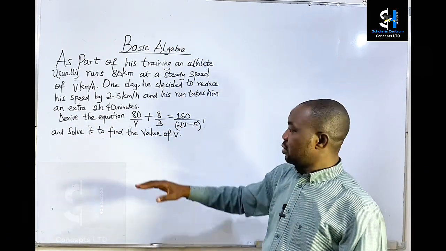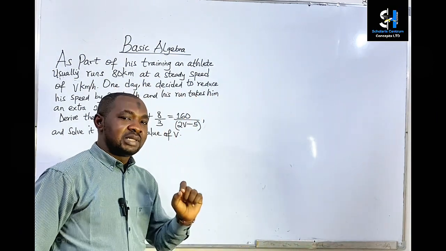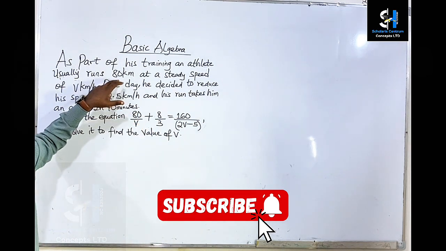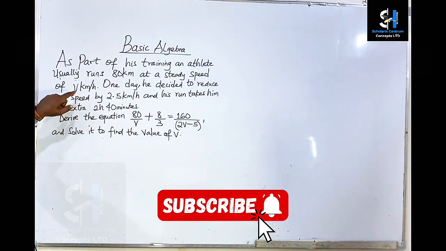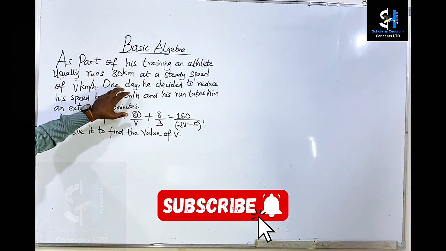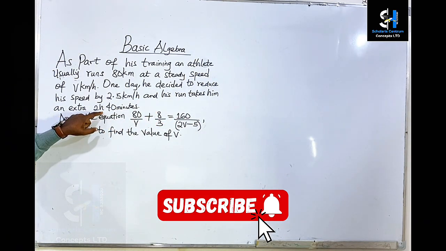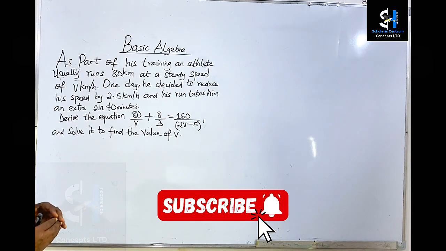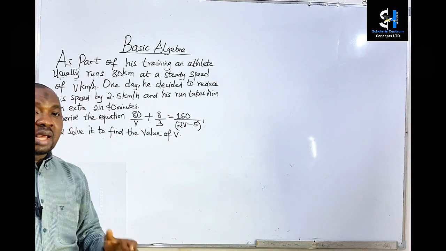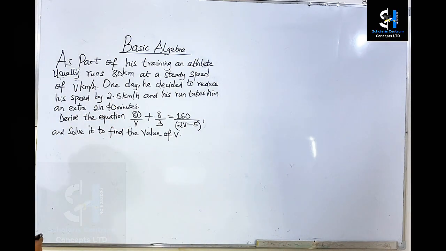To be able to derive this equation, the first thing we need to do is to calculate the time it takes the athlete to run 80 kilometers at a usual speed of v kilometers per hour. When we know the time, we are also going to do the same thing here, because we are given that his run takes him an extra 2 hours 40 minutes. So we also need to calculate the time it takes the athlete to run 80 kilometers at a reduced speed of 2.5 kilometers per hour less. All right, let's see how that can be done.